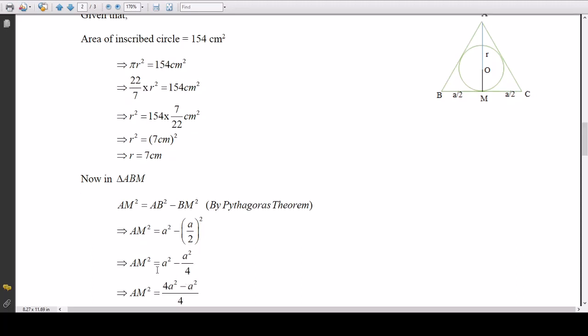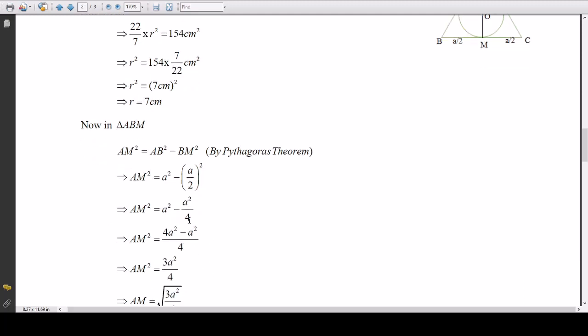Now taking the LCM of the denominators, below A square is 1. 1 and 4, LCM is 4. 4 divided by the denominator 1 you will get 4. 4 multiply A square is 4A square. And 4 divided by 4 is 1, 1 multiply the numerator, which is A square. Now we have 4A square minus A square. What will remain? 3A square by 4.